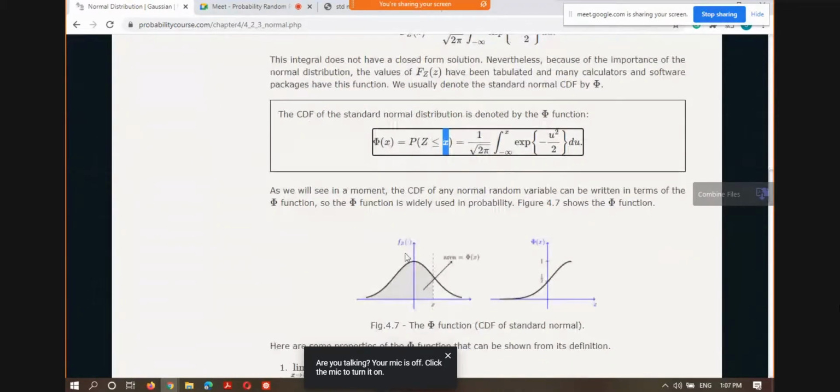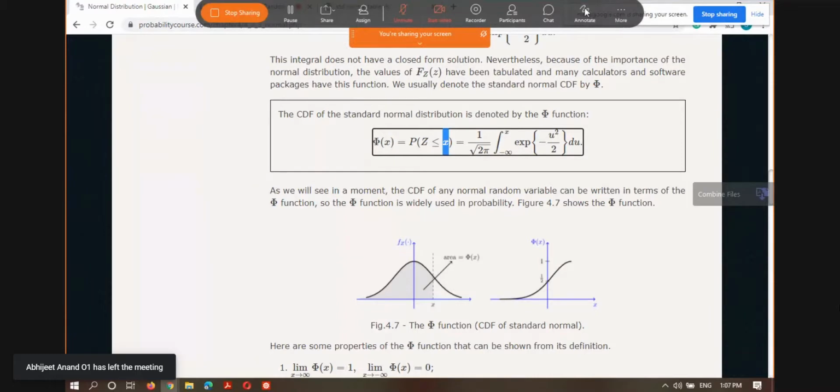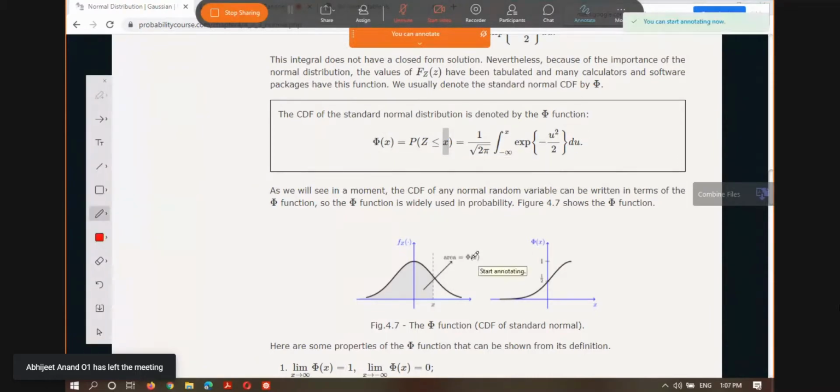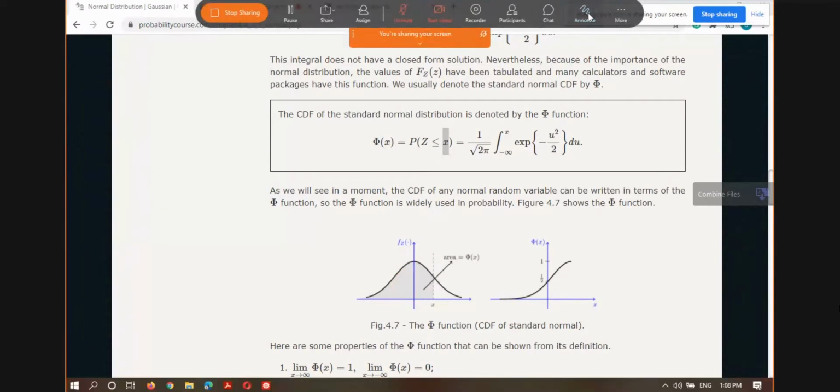In general, if this is the graph of f(z), and this is the line x equal to 1, then the area from minus infinity to this x under this curve is actually the value of phi(x). So for each and every x on the real line, we have calculated and created a standard normal distribution table.